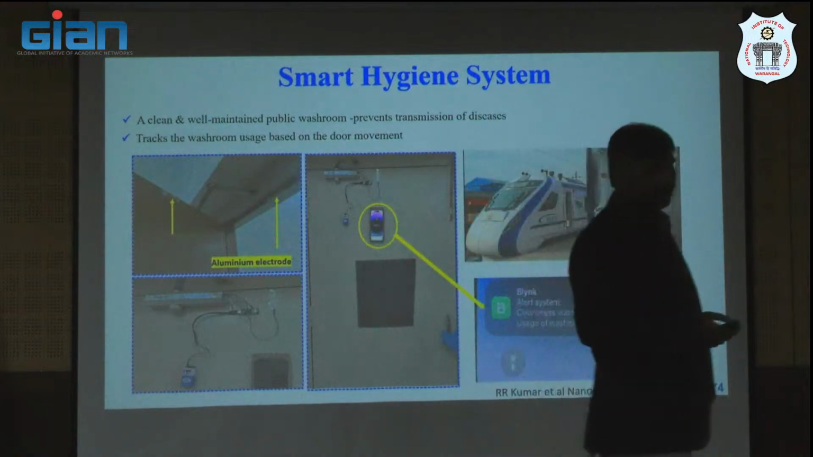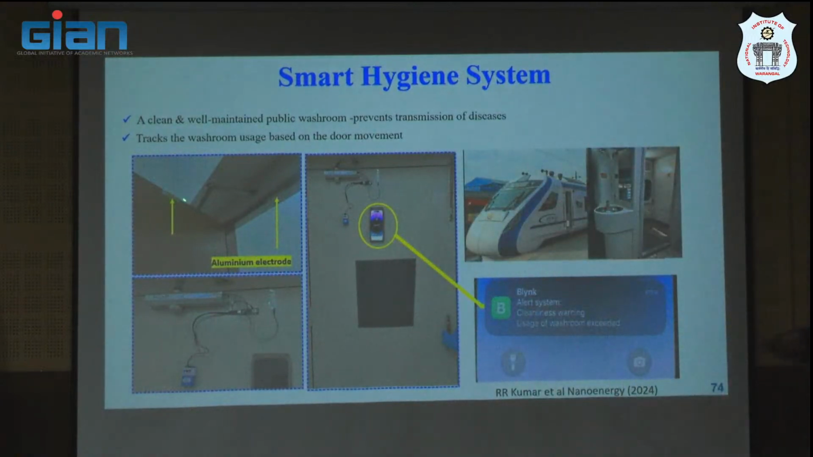So instead of doing that, what we have done is we attach a small door sensor, which is nothing but a triboelectric sensor here. Whenever the door opens and closes, there will be one electric pulse coming to the Arduino board. This Arduino board, which is powered with a small battery, will send a signal to the mobile user whenever the door closes and opens by 10 times or 20 times based on the user.